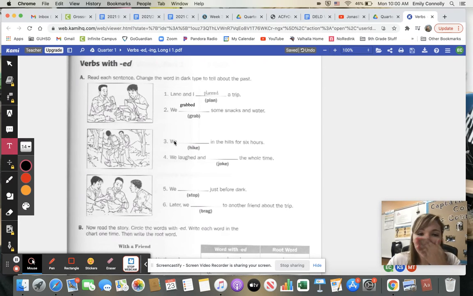Number 3, we hike in the past in the hills for 6 hours. So I want you to put hiked into ed. Now you'll notice this one has an e at the end already. That's okay. All you need to do is add d. So please put hike in the past tense right here now. Type it there now.